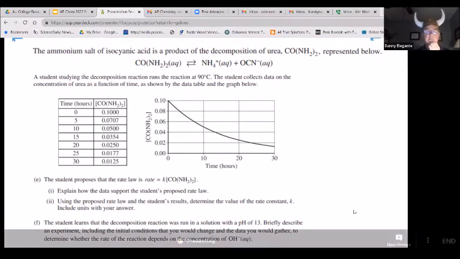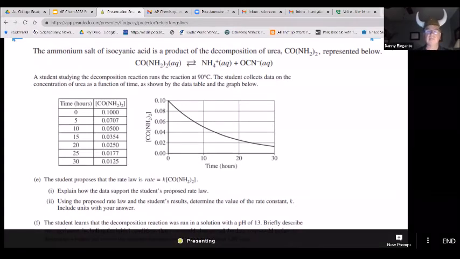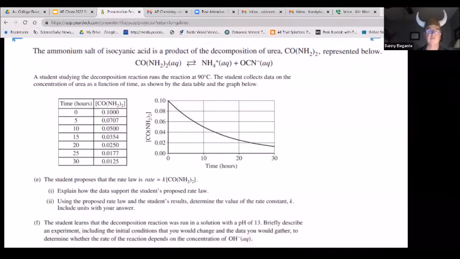And then the student learns that the reaction was run at a pH of 13. Briefly describe an experiment, including the conditions that you would change and the data you would gather to determine whether the rate of the reaction depends on the concentration of OH minus. So, okay, it was run at a pH of 13, and you want to say whether it depends on the concentration of OH minus. So let's write down what we know.